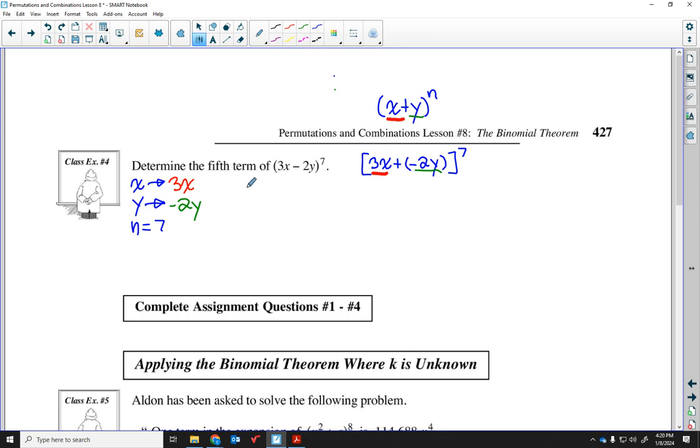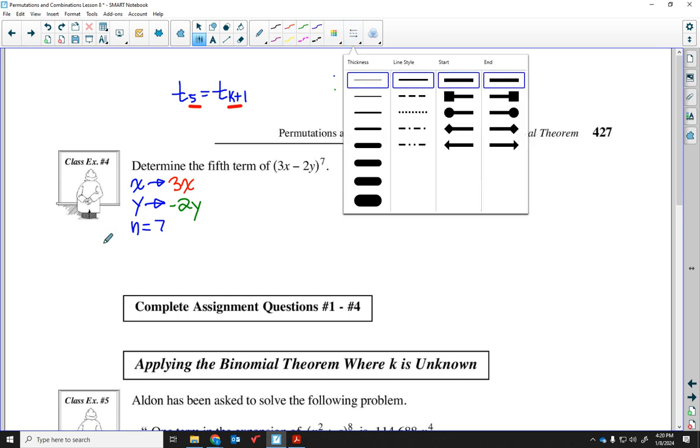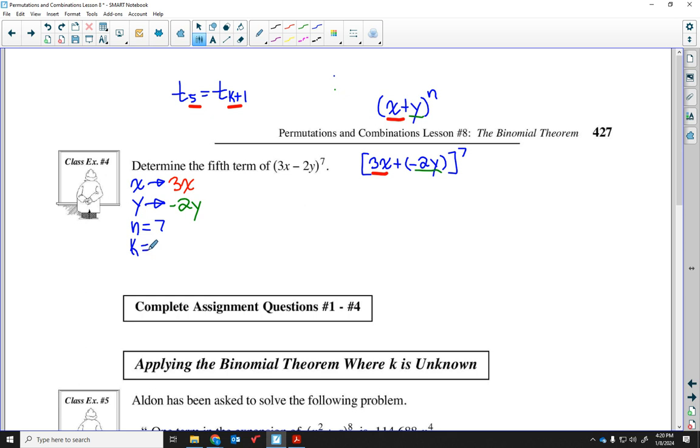And the one thing you have to be careful about is that it says it's the fifth term right here. So the fifth term is t5. But the way in which the general term formula is written is t k plus 1. So if you equate these two, 5 is equal to k plus 1. This means that k has to be 4 to get t5. 4 plus 1 will be 5. So we'll just write down k is then equal to 4.